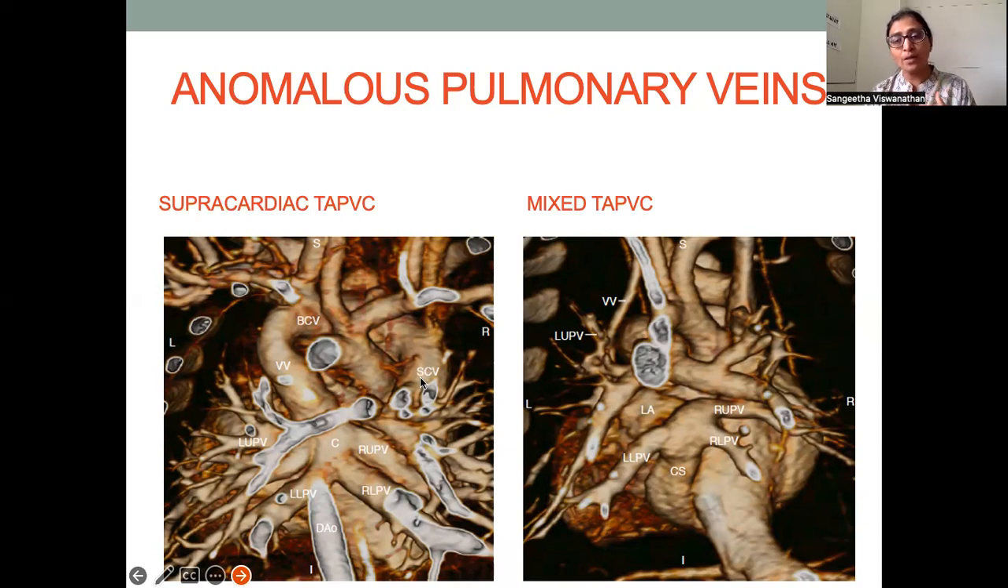So you're looking at it from the back of the heart. This is showing you supracardiac TAPVC. Here in the next panel, you have mixed TAPVC. So you have the right-sided veins and the left lower pulmonary vein entering the coronary sinus, and then the left upper pulmonary vein is going via the vertical vein into the innominate. So, look at the amount of variability in the venous drainage.